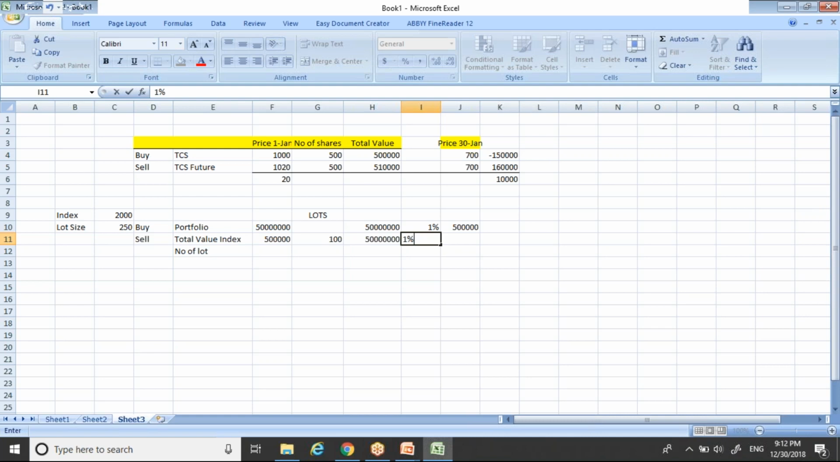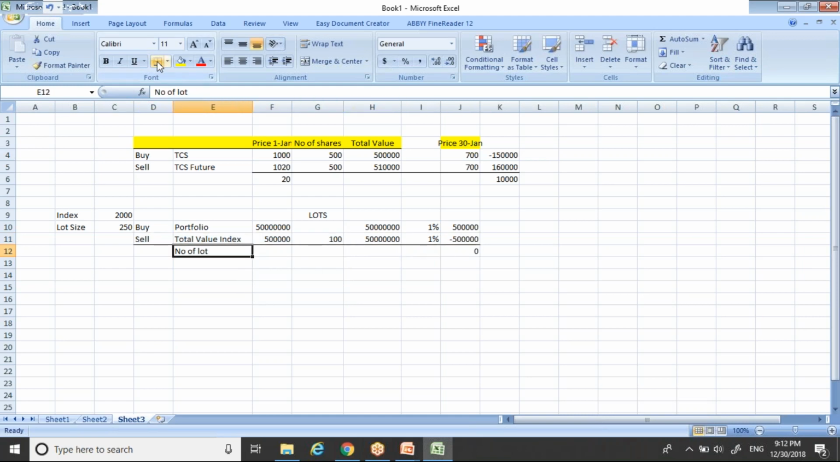So there will be a change of 1% here also, but because you have sold it, this will give you a loss of around 50,000. So your total profit and loss will be around 0.